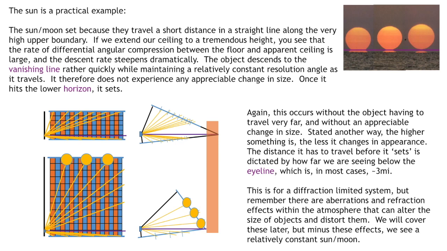The distance it has to travel before it sets is dictated by how far we are seeing below the eye line, which is in most cases about 3 miles. This is for a diffraction limited system, but remember there are aberrations and refraction effects within the atmosphere that can alter the size of objects and distort them. We will cover these later, but minus these effects, we do see a relatively constant sun and moon.